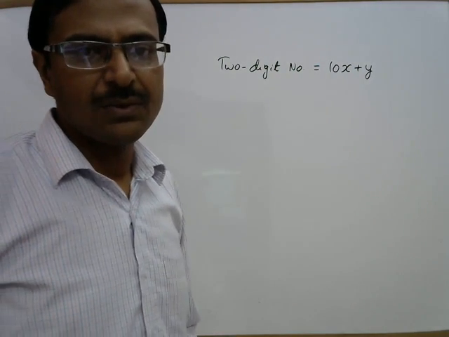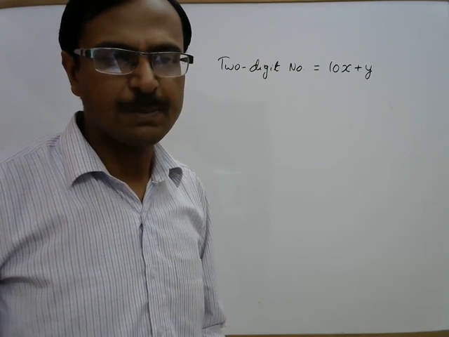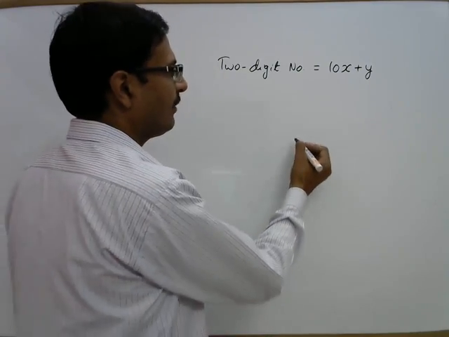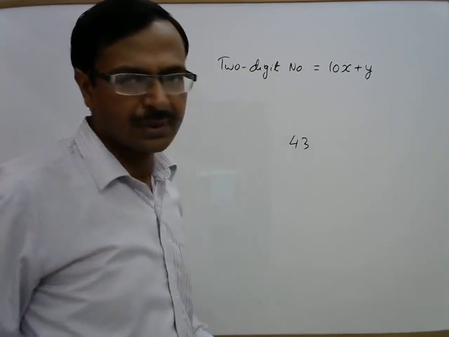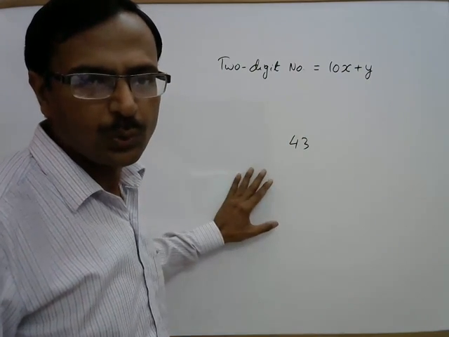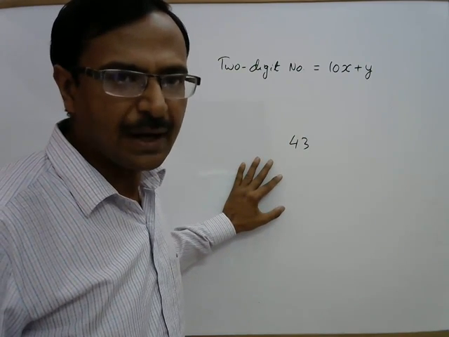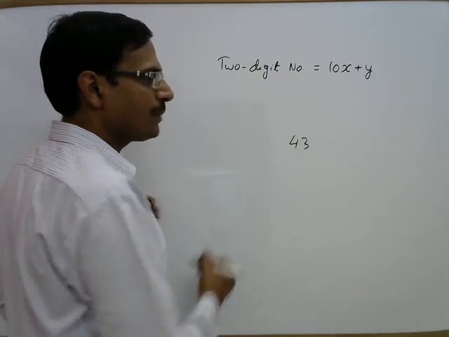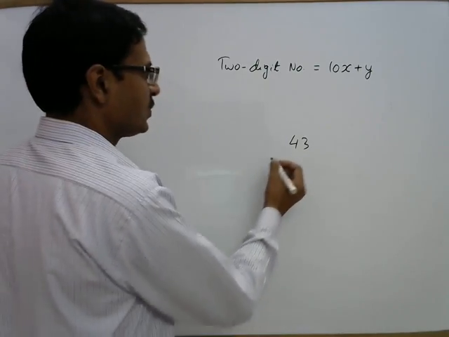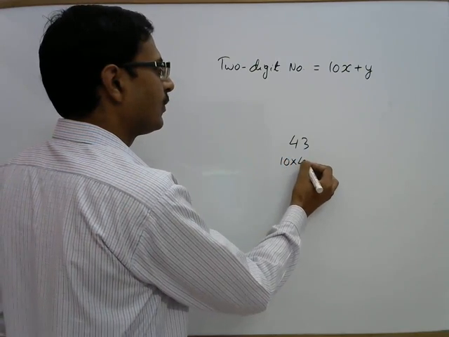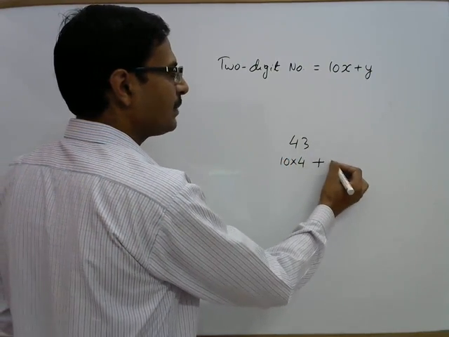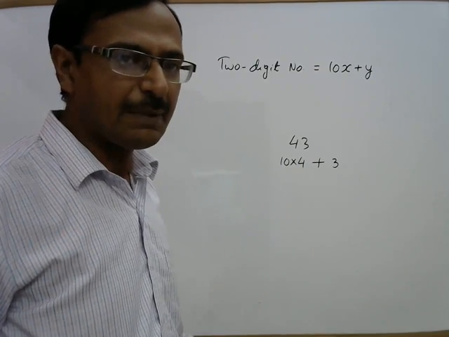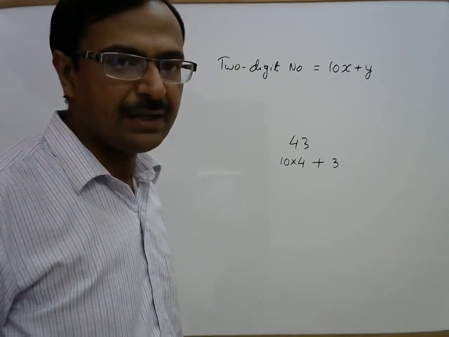Now, what is the reason we write 10 into x plus y? Because suppose you have a number 43, and if you want to write this 43 in expanded notation, then 4 comes in the tens place. So this will become 10 into 4, and 3 comes in the ones place. So 3 will get multiplied by 1, or you can write 3 directly.